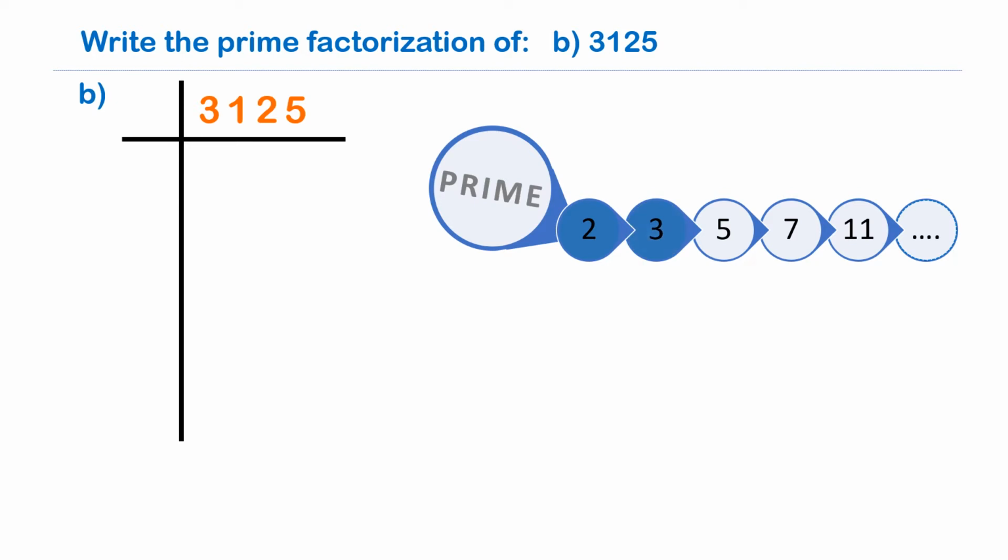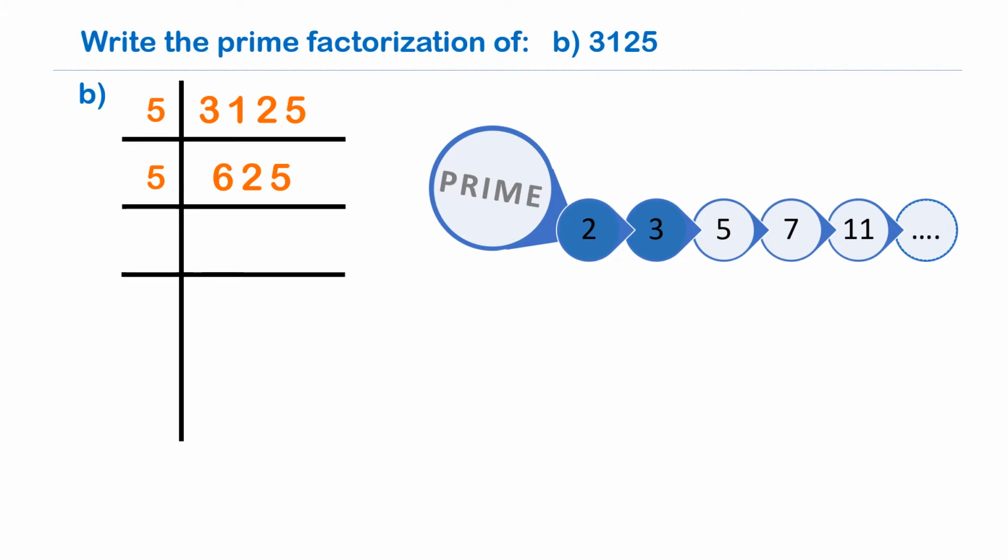So 3125 is also not divisible by 3. Since it is prime factorization, we have to take only prime numbers and not composite numbers. So the next prime number is 5. So divide 3125 by 5. We get 625. Since the last digit of 625 is 5, it is again divisible by 5. So write 5 to the left of 625 and divide.